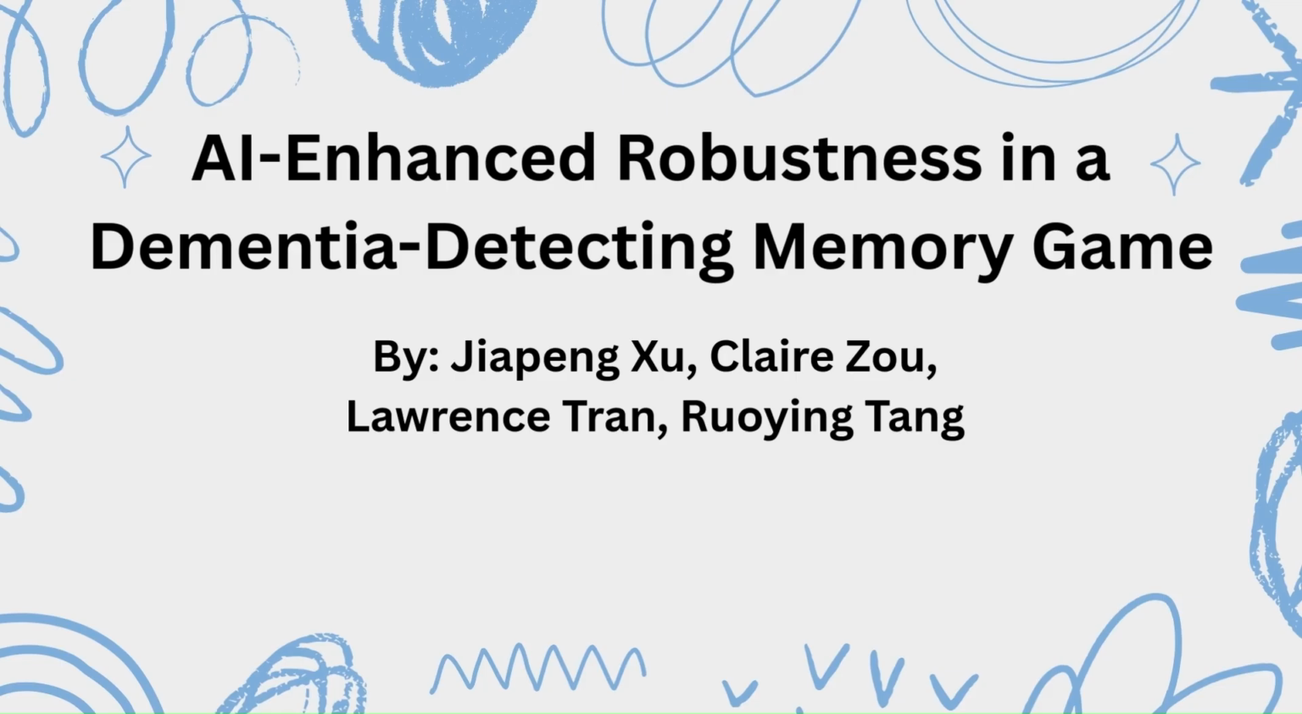First, we'll explain the process of dementia and the challenges involved. Second, we'll discuss the psychological memory models that guide our game design. Third, we'll show how AI assists in scoring, predicting, and personalizing the game experience. And finally, we'll explore the potential impact of this technology.